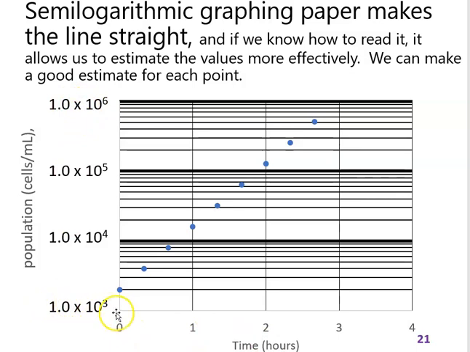So every time we go up the same distance, we multiply on this kind of graph. That's how it's set up, and that's why the lines are spaced the way they are. That makes it work out that a certain distance up is a certain multiple. And that's why an exponential curve becomes a straight line on this kind of graph.